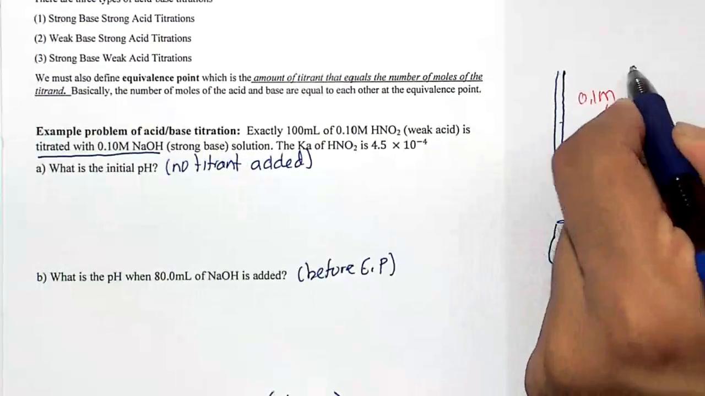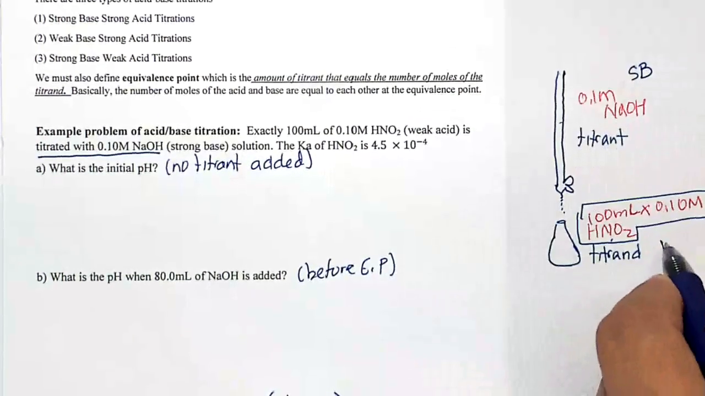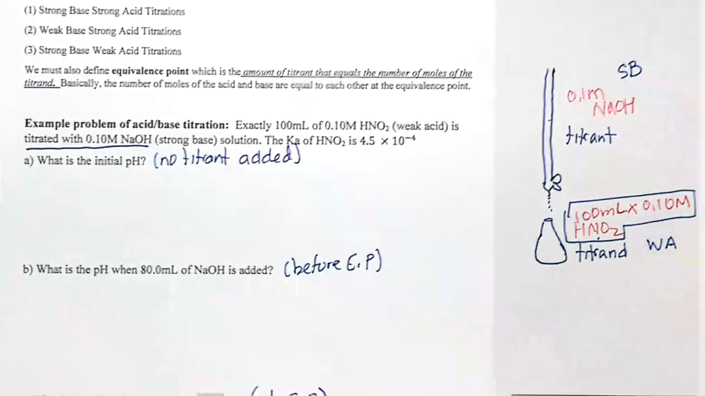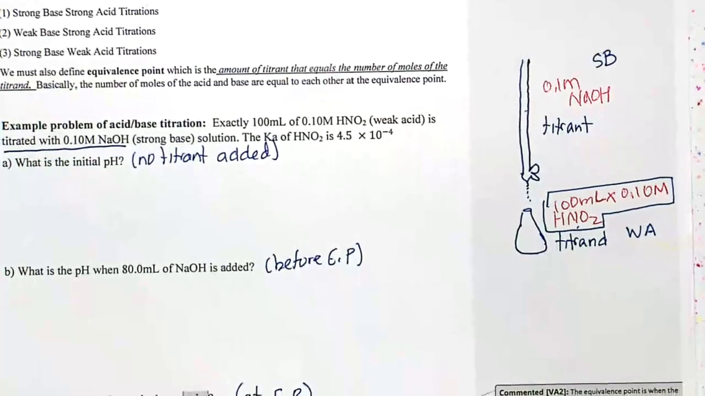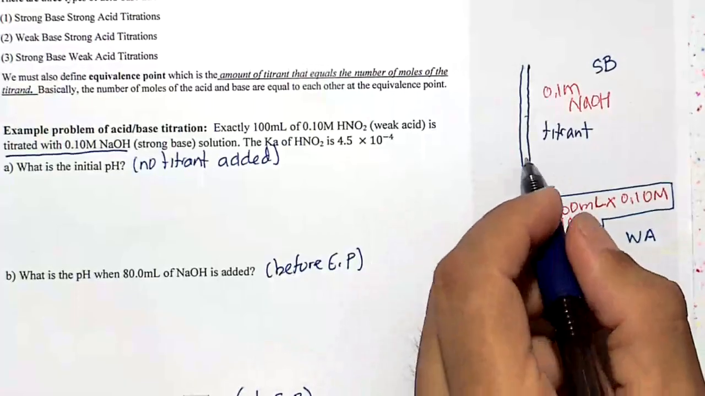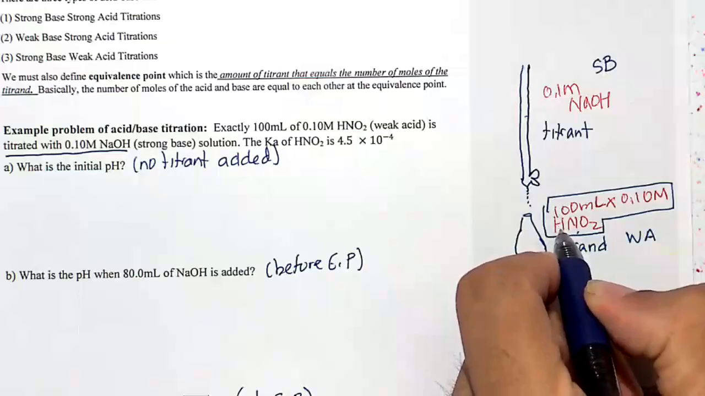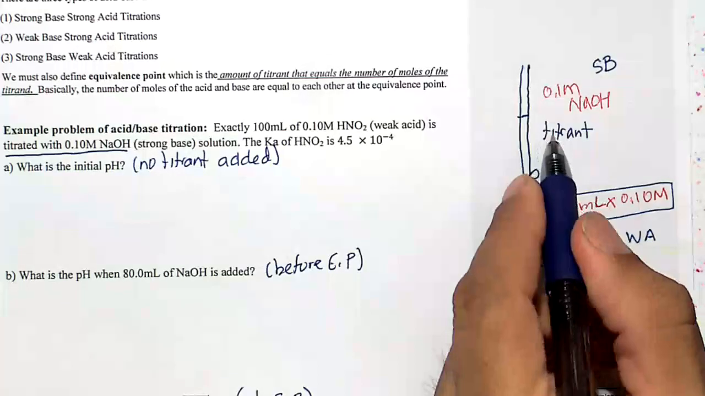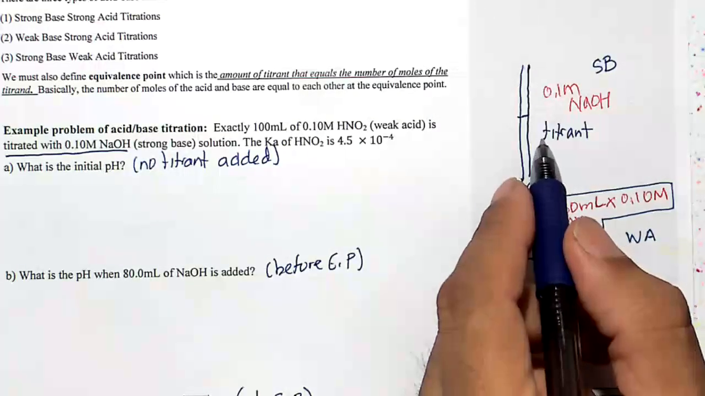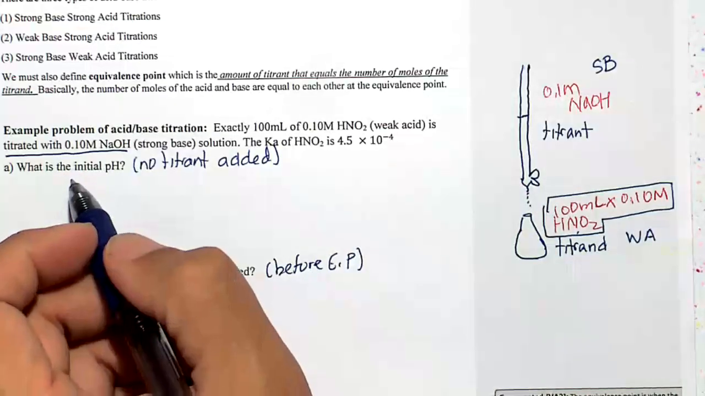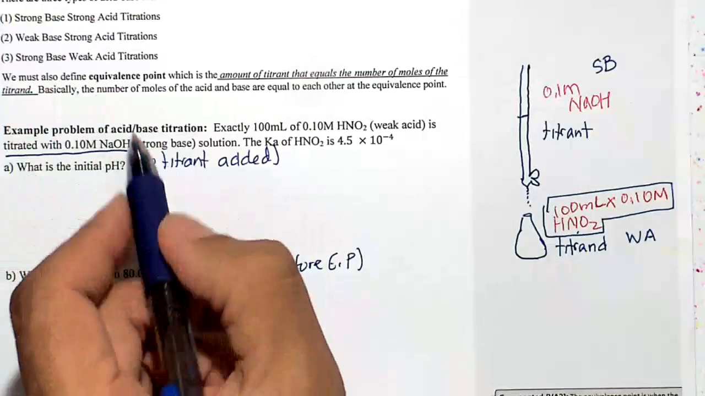We're going to add it. This is a strong base. Okay. This is a weak acid. So we're going to add strong base to a weak acid. The weak acid is 100 mLs of 0.1 molar HNO2. The strong base, we're going to add whatever we add. Okay. So first problem is, what is the initial pH?